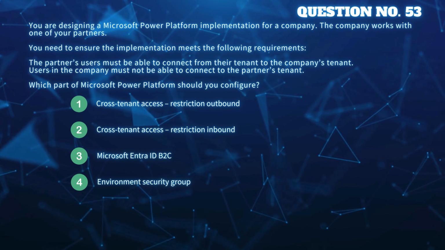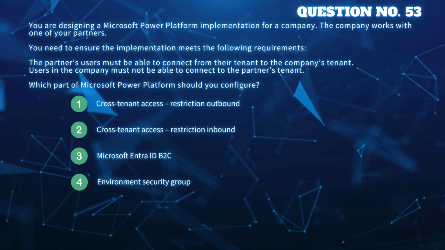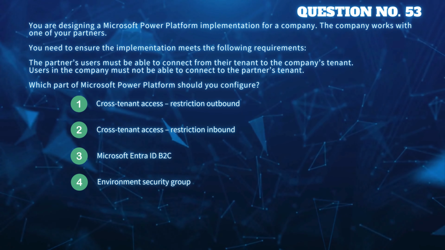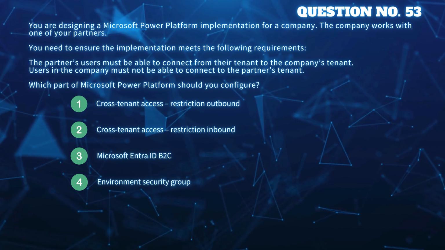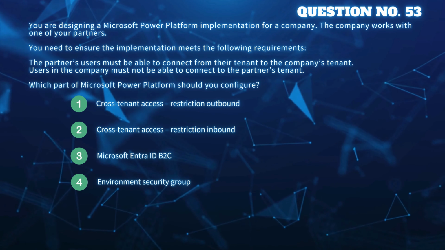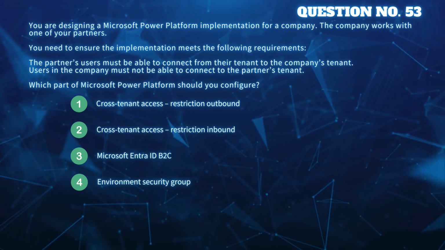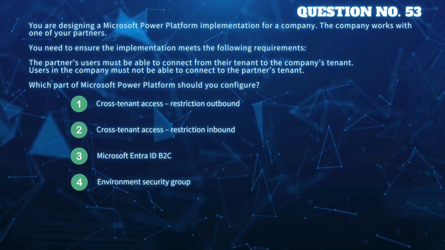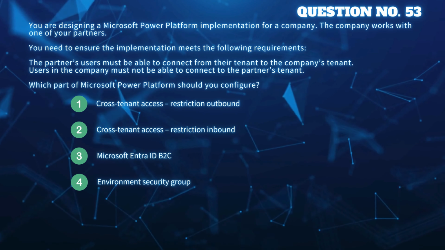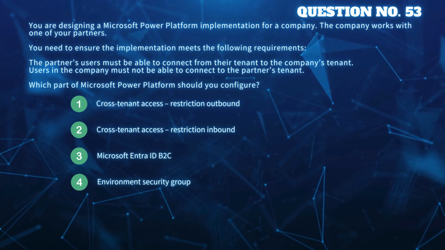You are designing a Microsoft Power Platform implementation for a company. The company works with one of your partners. You need to ensure the implementation meets the following requirements. The partner's users must be able to connect from their tenant to the company's tenant. Users in the company must not be able to connect to the partner's tenant. Which part of Microsoft Power Platform should you configure? Option 1, Cross-Tenant Access, Restriction Outbound. Option 2, Cross-Tenant Access, Restriction Inbound. Option 3, Microsoft Entra ID B2C. Option 4, Environment Security Group.